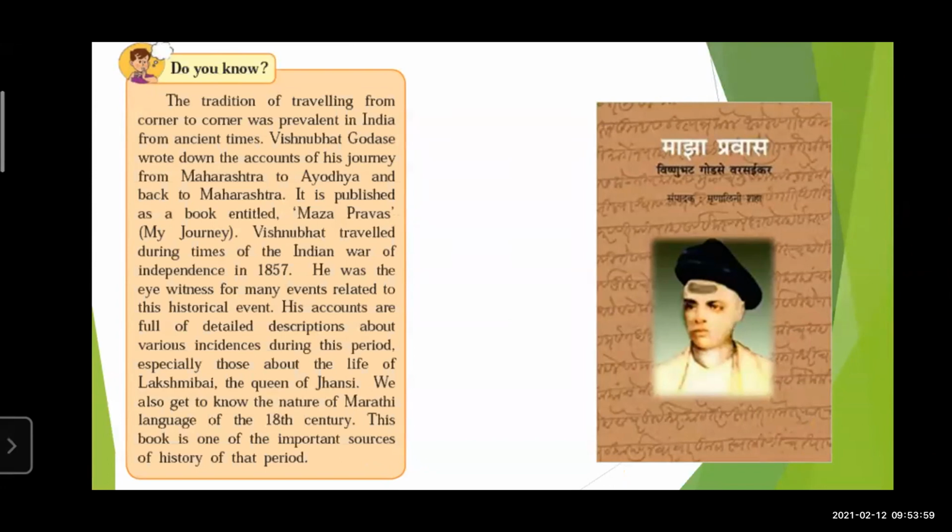Then we have the tradition of traveling from corner to corner, which was prevalent in India from ancient times, as we discussed earlier. Now we have here Vishnu Bhat Godse. Okay, he wrote down the account of his journey. As I told you, account means his report or description of his journey from Maharashtra to Ayodhya in Uttar Pradesh and back to Maharashtra. So Vishnu Bhat Godse reported his journey from Maharashtra to Ayodhya and again from Ayodhya to Maharashtra.